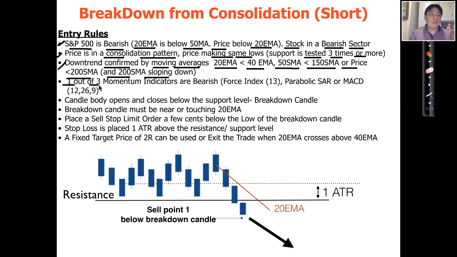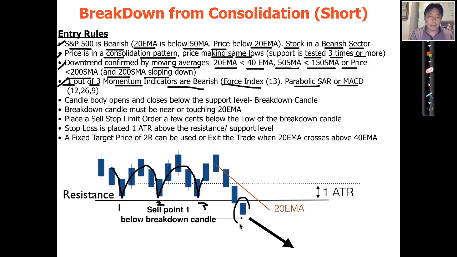Next, 1 out of 3 indicators is bearish. So again, look at your force index, your parabolic SAR, and your MACD, and ideally one of them should be bearish. Okay, so let's look at this chart right now. So again, you can see we have got price going down, making a low, making a low, making a low. So it's tested 1 time, 2 times, 3 times. Same low, same low, same low, boom, breakout.